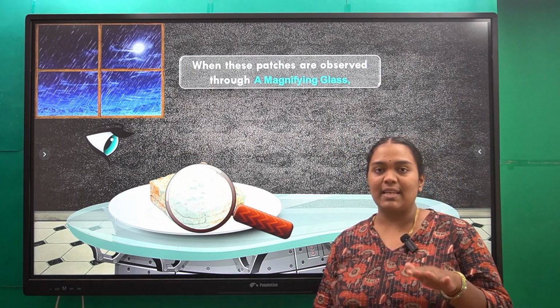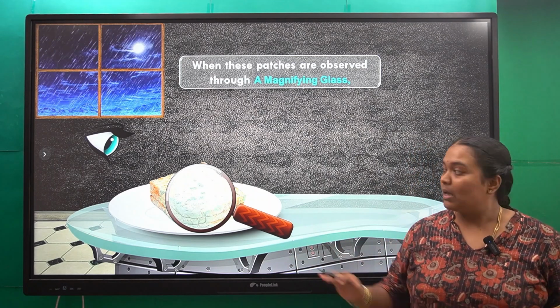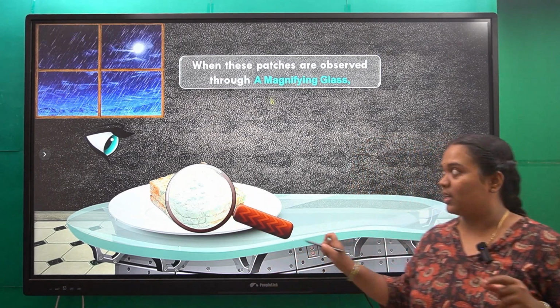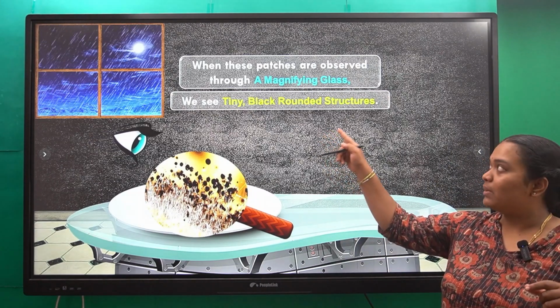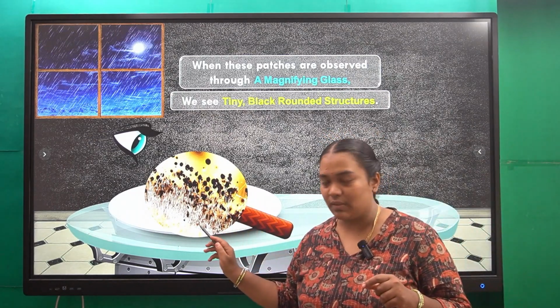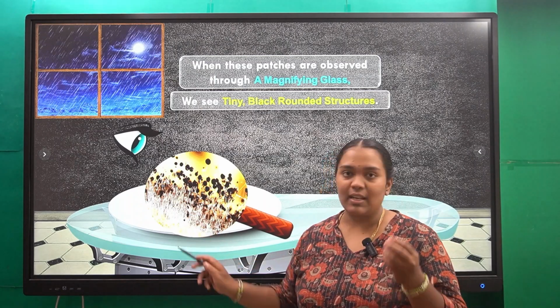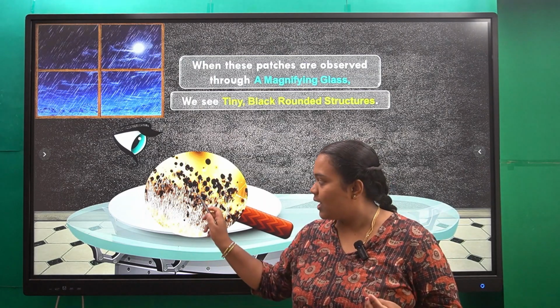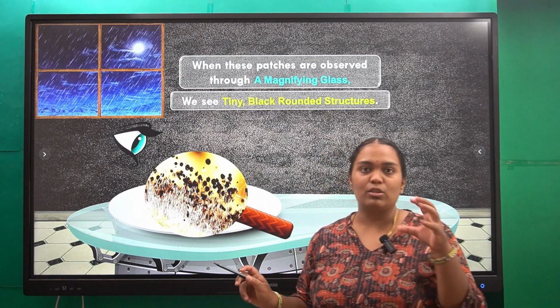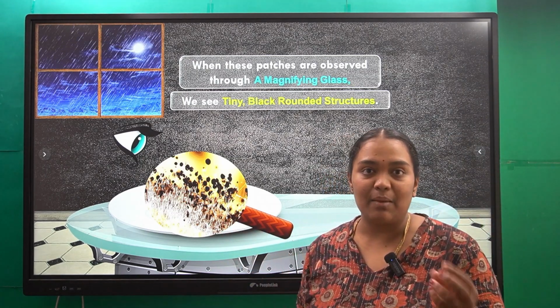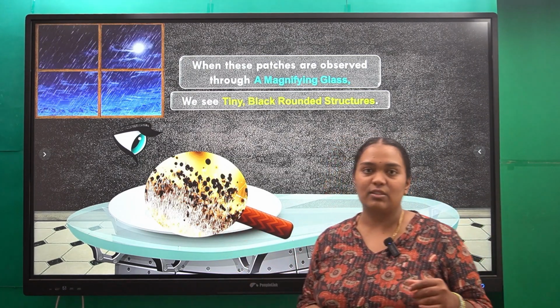When these patches are observed through a magnifying glass, here is a simple example, I am not taking the microscope, but even if you take a magnifying glass, you can see fungus growing in it. We see tiny black rounded structures. You can observe here, this is the bread piece over which there is a thread-like structure growing. Above this thread there are balls of black material. What is this? This is nothing but the mycelium and the body of this fungus which is growing here.